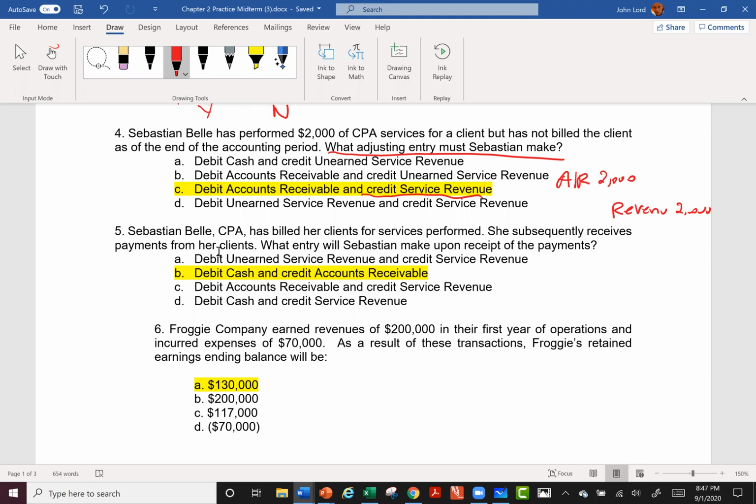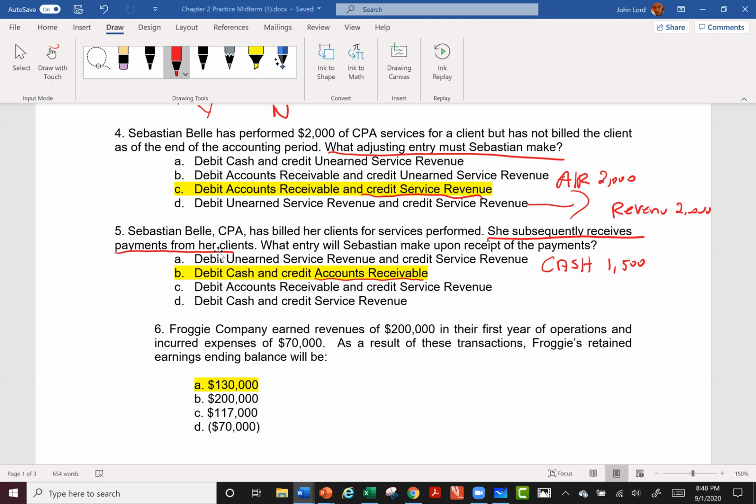Okay, good. Now, she subsequently, after she does this, receives payment from the client. If you receive payment, should you debit cash? Yes. Let's say she gets, I'm just making this number up, 1,500. What should she credit? Revenue. She already took the revenue. She took the revenue when she performed the service.